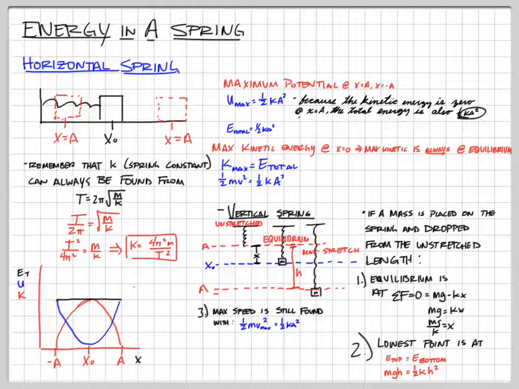Out at an amplitude, I have maximum potential energy because I have maximum stretch. When I'm at the equilibrium position, that's the unstretched length, I have no more spring potential. And then the total energy is the black line on the top. The total energy is always the same. That's the conservation of energy.